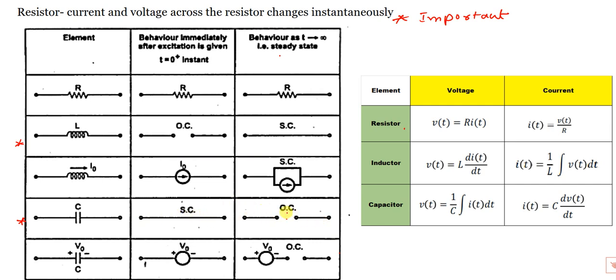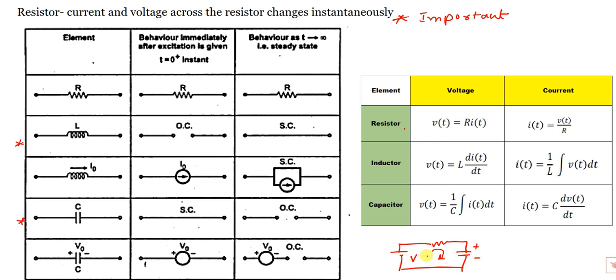Once it charges fully, it acts as an open circuit. Why? For example, consider some voltage source. Once we switch on, here the switch is there. Once you switch on, the capacitor starts charging. So that's why it acts as a short circuit, and current flows through this. It will start charging with polarity plus here, minus here.